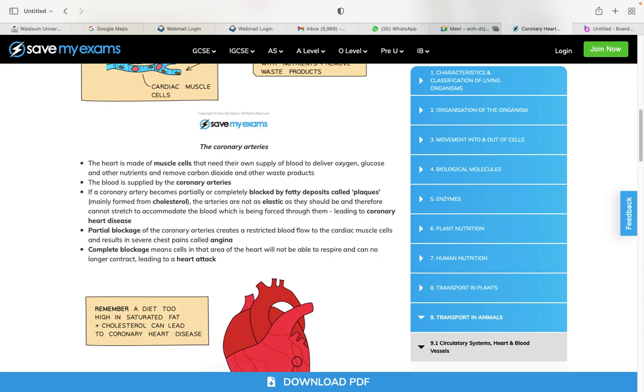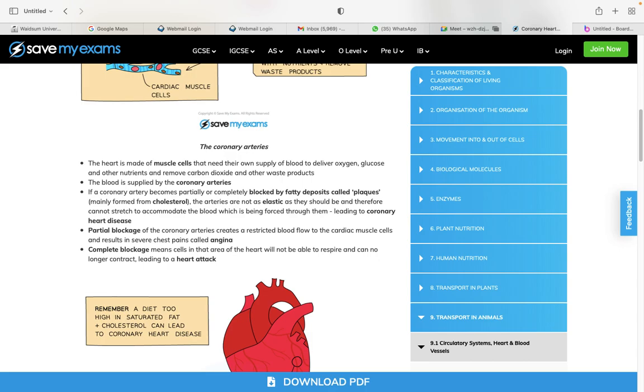Partial blockage of the coronary arteries creates restricted blood flow to the cardiac muscle cells and results in severe chest pains called angina. So that's partial blockage. So how do we correct this? If it's still in the early stage, one, you have to do a lot of exercise. Two, you have to eat a lot of fruits. Three, you have to take coffee in the morning. Four, you have to eat a lot of watermelon and cucumber, and you have to take a lot of nuts. You snack with nuts, like almonds, peanuts, all kinds of nuts, which will help ease the blood flow, creating a pathway for the blood to flow to the rest of your body and also to your heart muscles, the cardiac muscle cells.